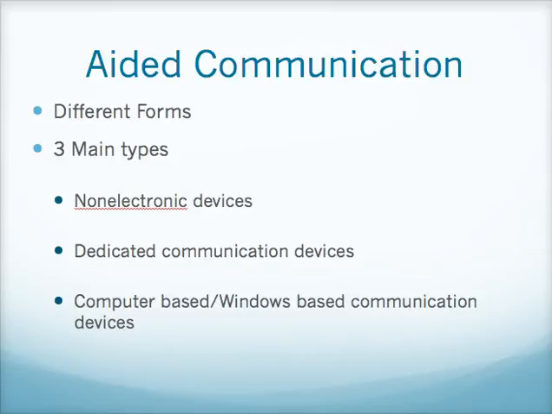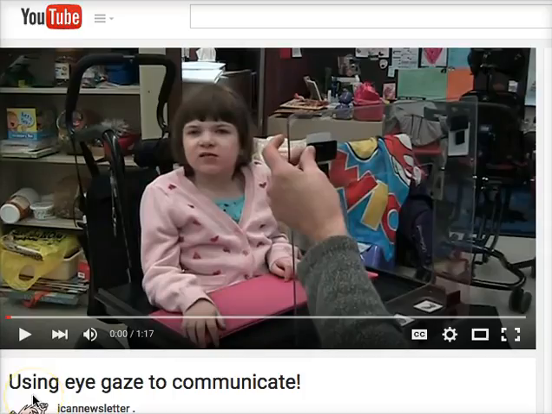Now with our non-electronic devices, our devices essentially can be freestanding, they're easily portable, and they're things that we can display in a variety of locations. Another form of a non-electronic aided communication would be an eye gaze board. So I have 2 videos that we're going to watch. This first video shows a very simple use of an eye gaze board.